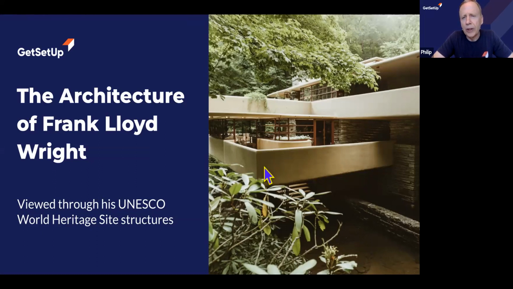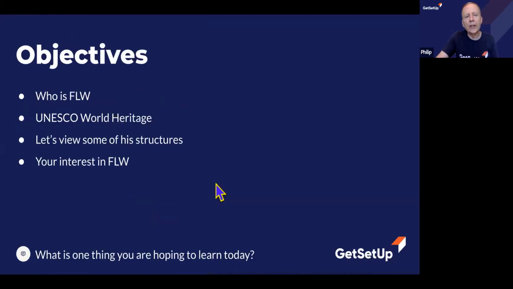A few more people are starting to pop in, but let's go ahead and get started for those of you that are on time. Today we're going to talk about Frank Lloyd Wright, probably, according to most architectural experts, the most influential and well-known American architect. To view some of his architecture, we're going to look through the UNESCO World Heritage Sites. There are 8 buildings of Frank Lloyd Wright's that are UNESCO World Heritage Sites. I'll talk a little more about that in a couple of minutes.